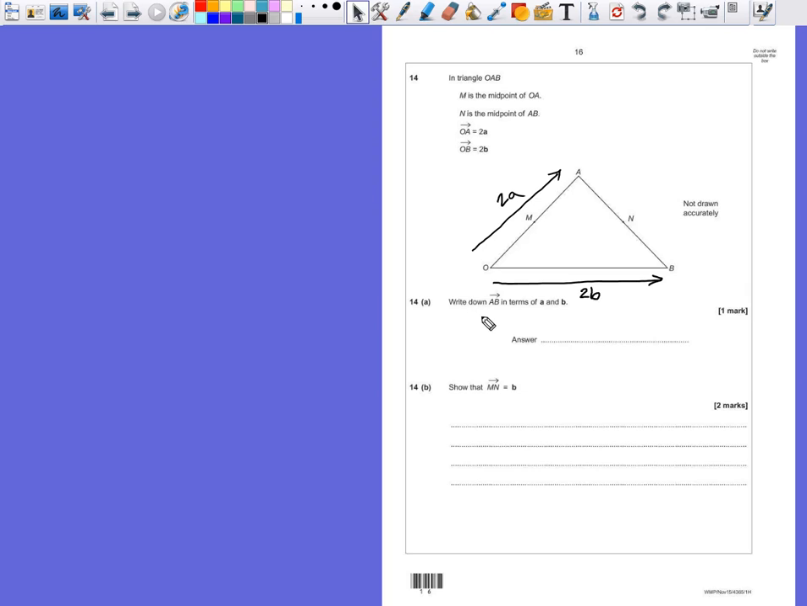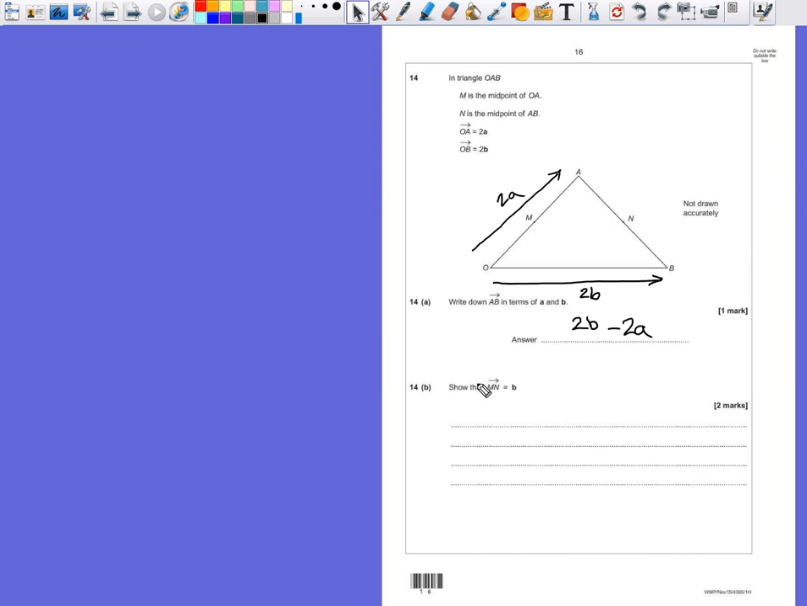So question 14a says write down AB in terms of a and b. To get from A to B, following the arrows, the vectors that we're given, we're going to have to go backwards down the line, A to O. So that gives us the reverse of this vector, which is negative 2a. And then we can just follow the line of 2b. I'll write it at the beginning. So 2b minus 2a. You could have put minus 2a plus 2b, it doesn't hurt. I prefer to try and keep negatives in the middle.